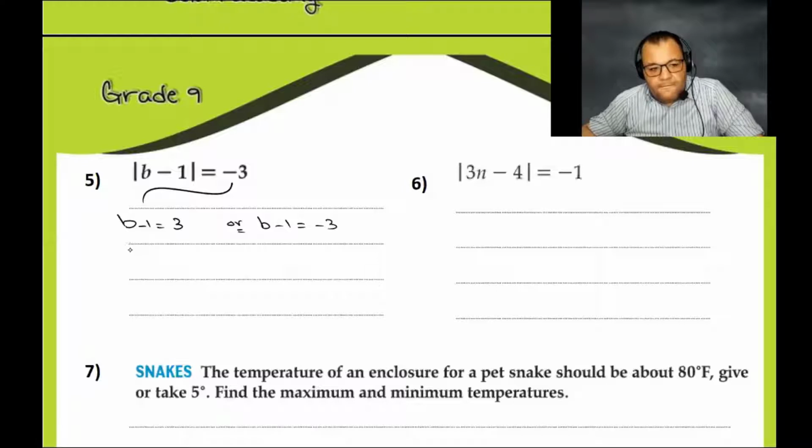And so b plus 1 equals 4, b equals 4, and the other one, b equals negative 2. So the solution is 4 and negative 2. Is that right? Yes. Okay.